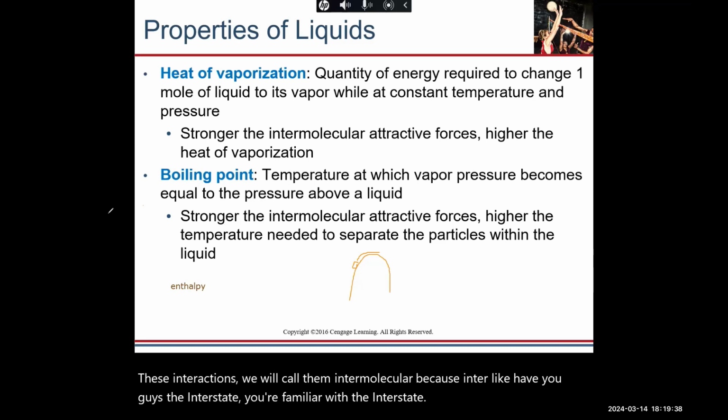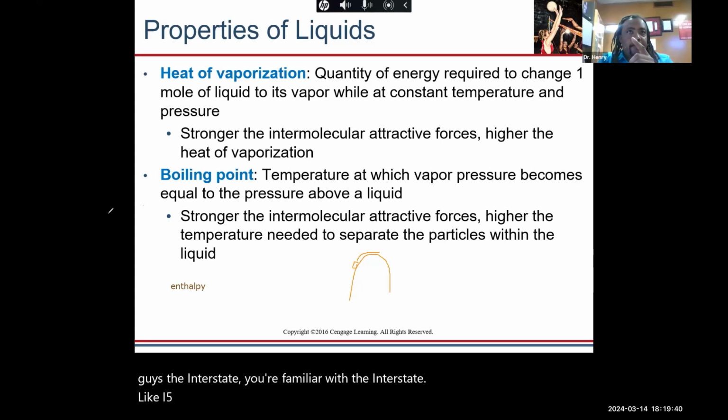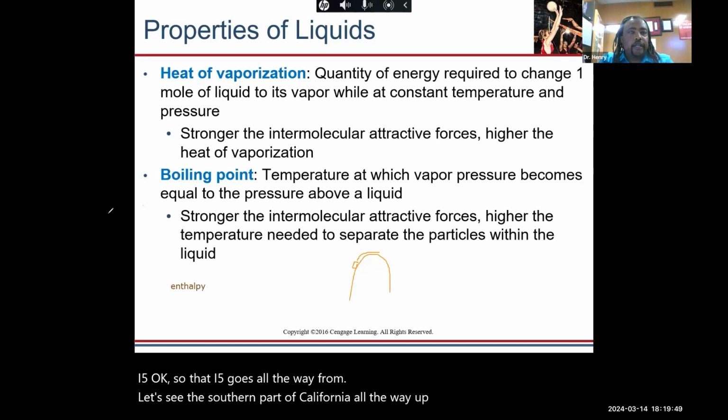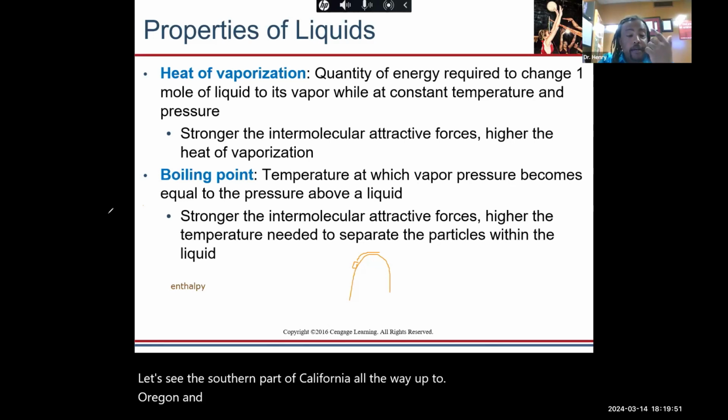Yes. Like I-5? Yes. Okay. So you know that I-5 goes all the way from the southern part of California up to Oregon and Washington, actually, right above Washington. So it's between states. That's the reason why it's called interstate.